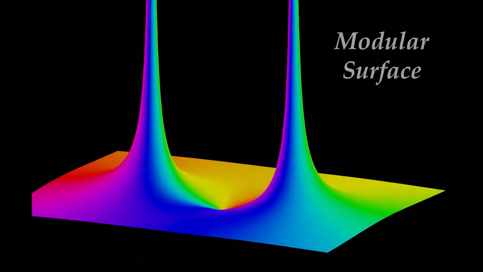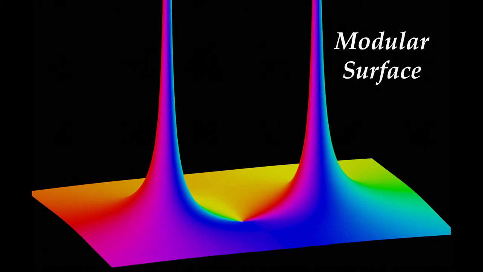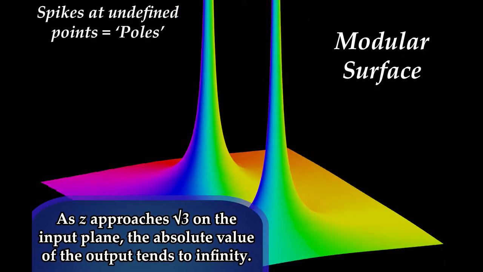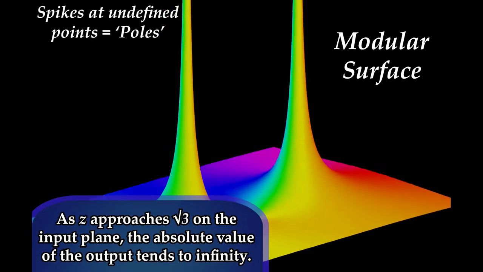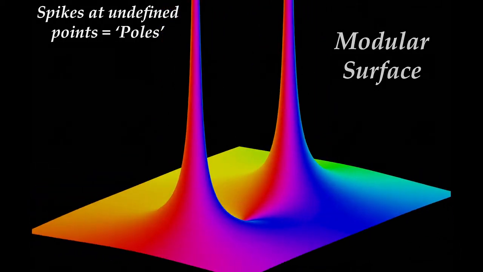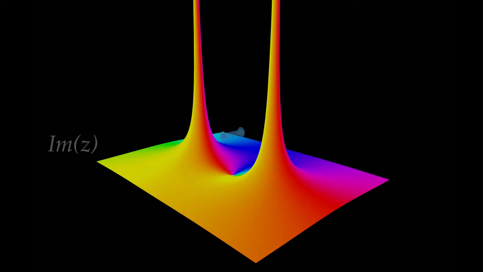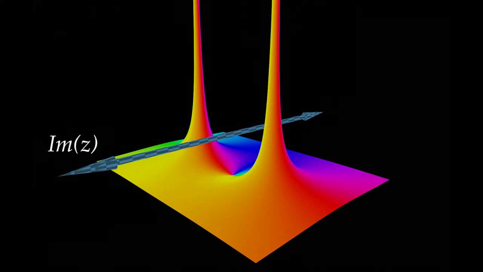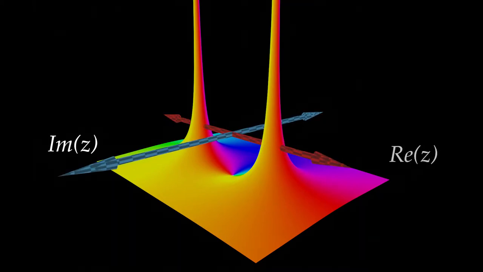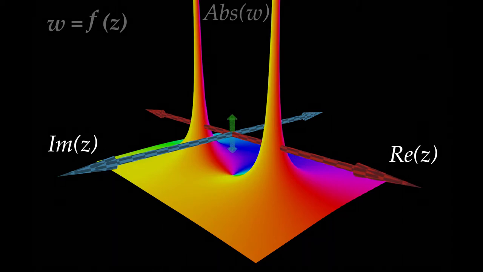This representation of the outputs is called a modular surface. And these spikes around the undefined points in the plot are called poles. Close to the undefined points, the denominator of the function becomes extremely small. Regardless of which direction we approach plus or minus the square root of 3 from, the output will tend toward infinity.